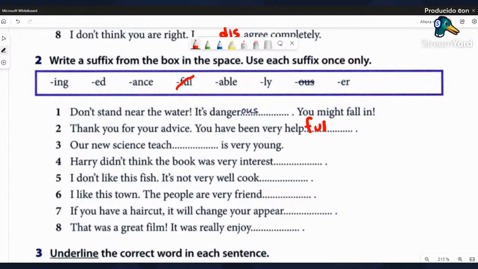All right, well, let's continue. I hope you guys have already answered this exercise. Number 3, we have our new science teach... What is it, guys? What do you think it is? The teacher, of course. Yes, it's the person who teaches, is a teacher. Number 4, Harry didn't think the book was very interesting. That's right, interesting. Repeat at home. Interesting, interesting. That's the correct form.